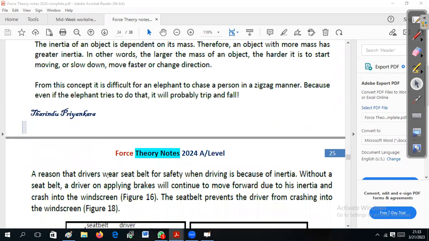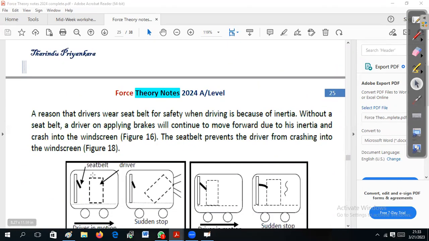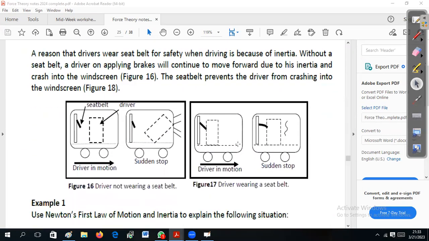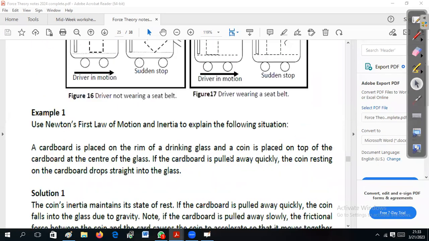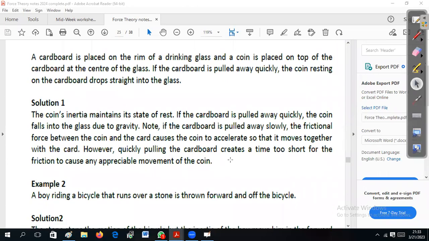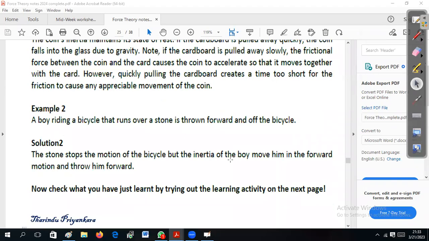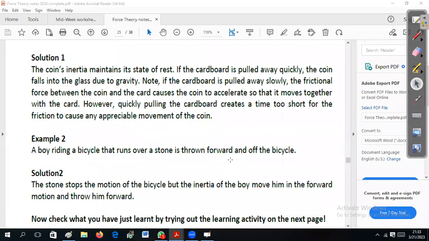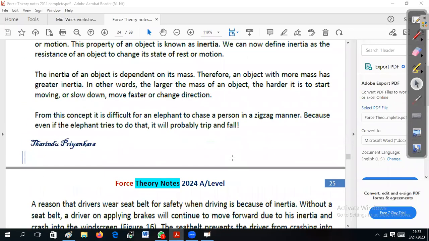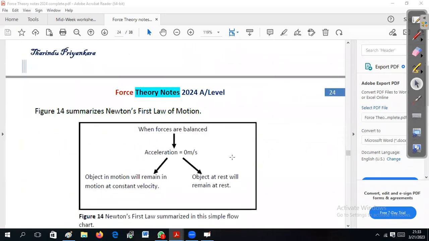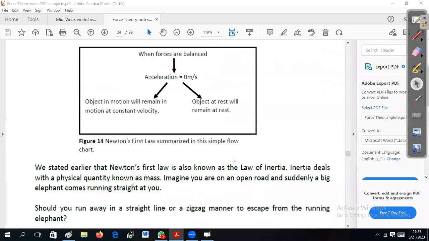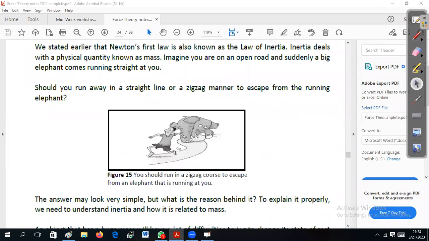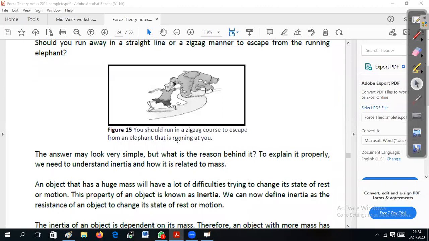These are the ones I just need you to understand. Like this phenomenon you have just seen in your day-to-day life every day, but this is the first time it comes to you as a kind of what? See, even escaping from the elephant: if you just run in a zigzag way, because of the high weight, inertia, the elephant can catch you.